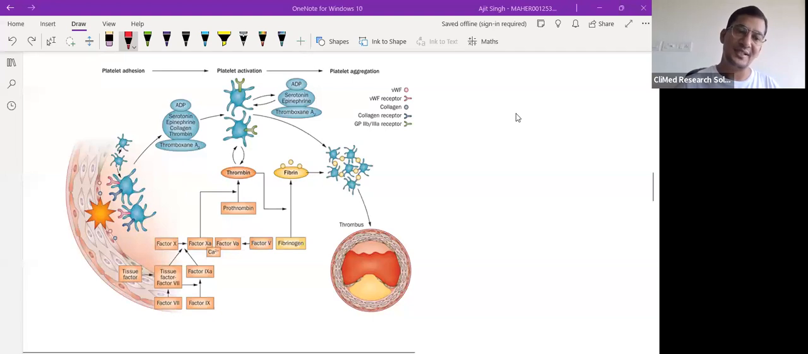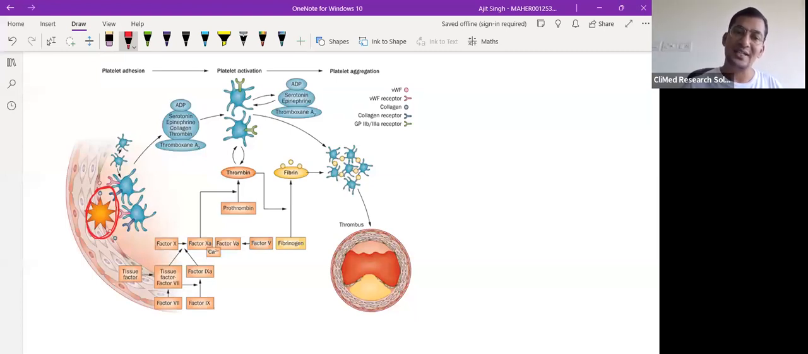So the first step has happened already here. This is the site of injury, where that vessel is injured, where that endothelium is injured. So what happens when your endothelium is injured? Usually it secretes multiple elements. Whenever it gets injured, it secretes multiple elements. And what are those elements?